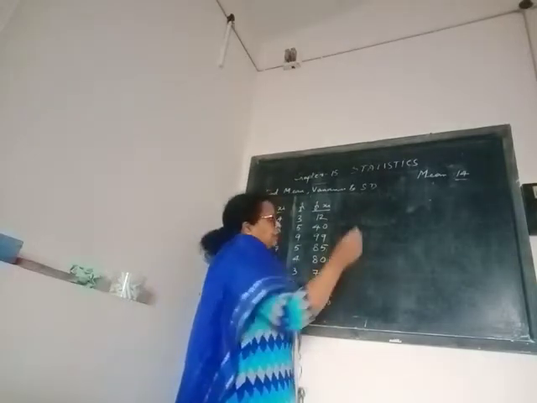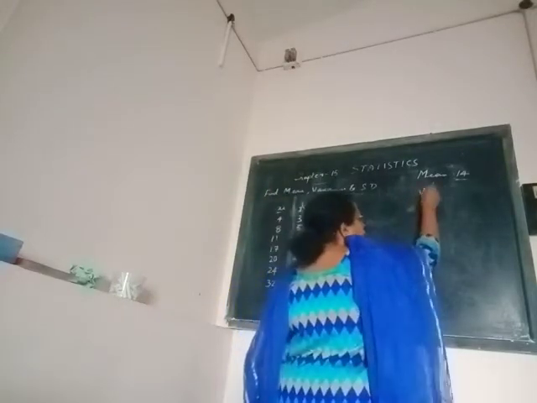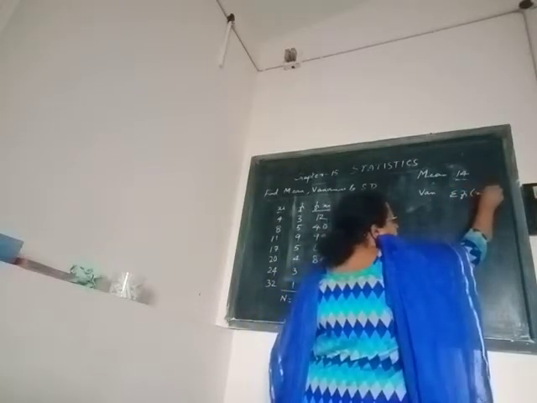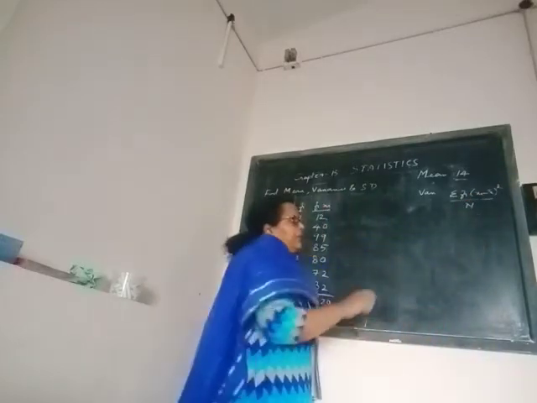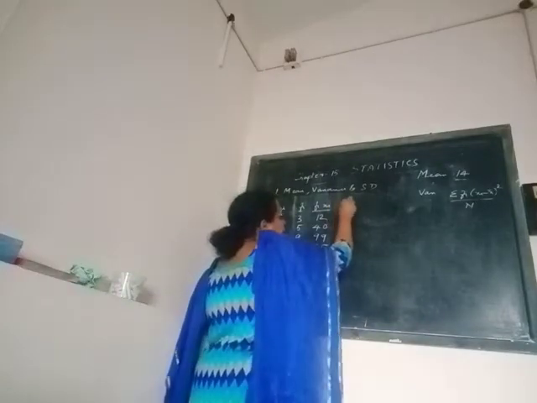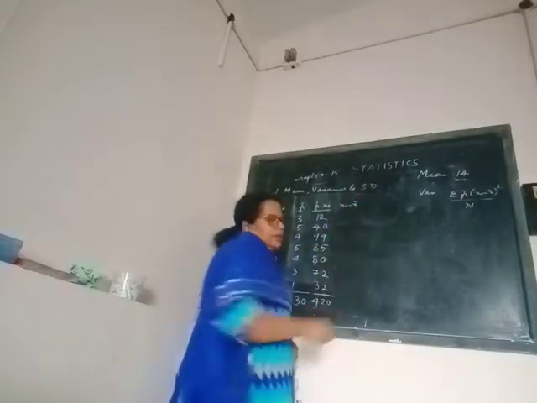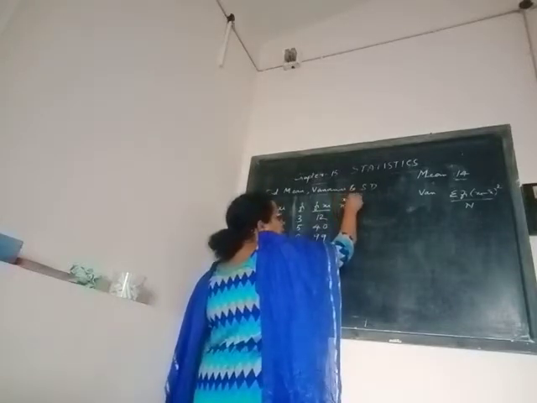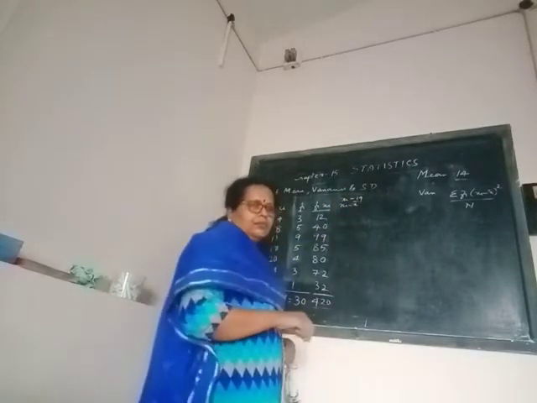Then what is next? Always remember the formula for variance. What is variance? Sigma fi into xi minus x bar whole square divided by n. So we need xi minus x bar. Next column you write xi minus x bar. X bar is 14. So xi minus 14.